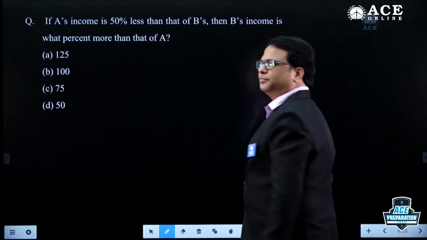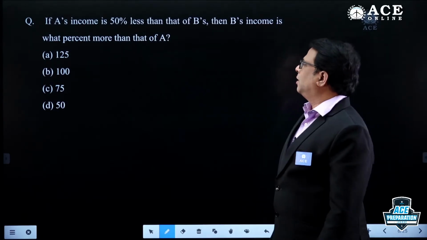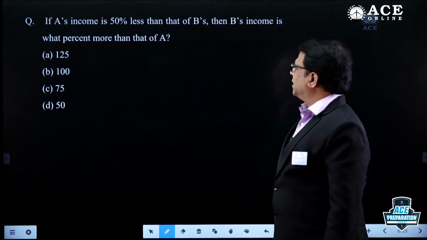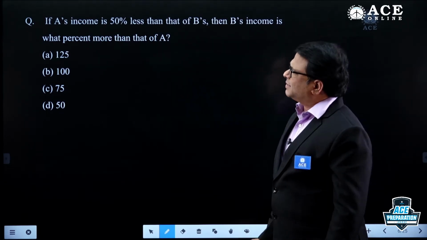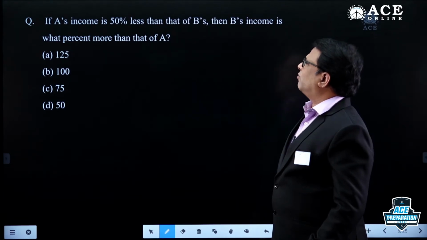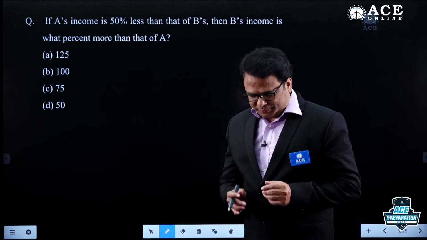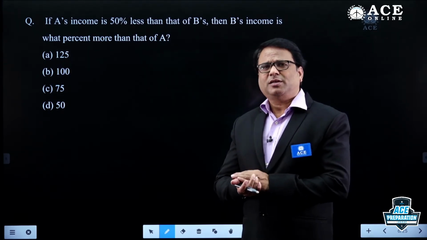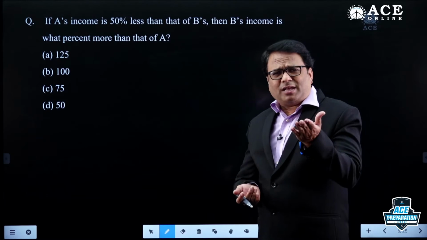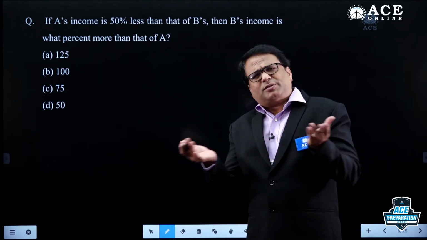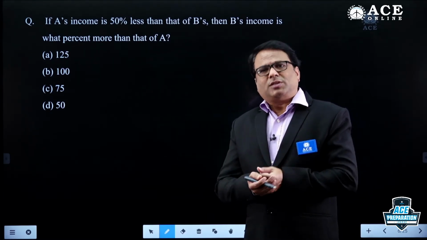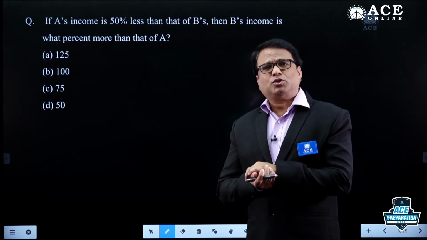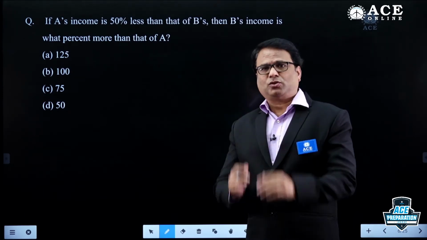Right. Now here, if A's income is 50% less than B's income, then B's income is what percent more than that of A? Generally, some of the students have a tendency of taking the answer as 50%. Now when A is 50% less, automatically B will be 50% more. This is the line of thinking some of the students adopt. But I say this line of thinking is very much wrong. I tell you why it is wrong.